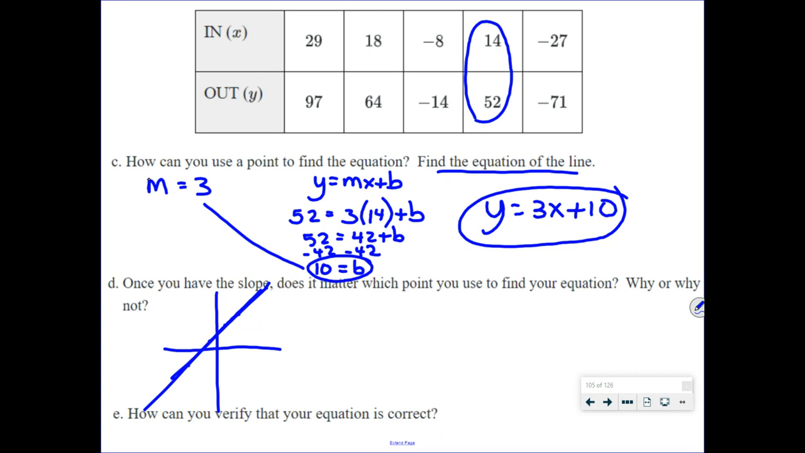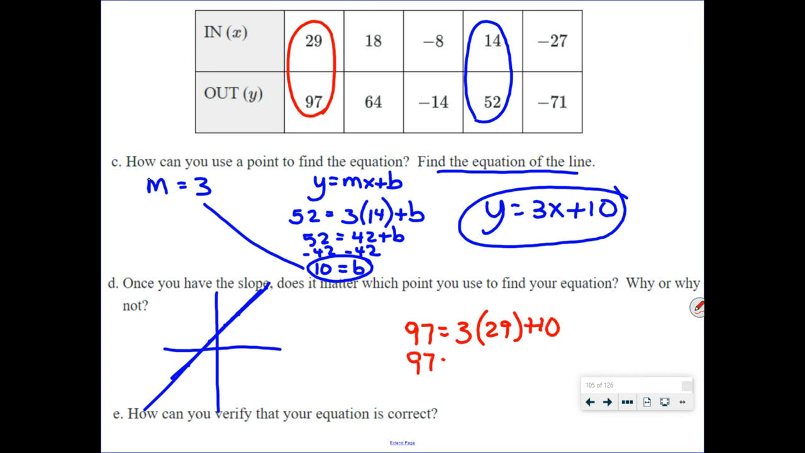So how can you verify that your equation is correct? Well, I can verify that my equation is correct by plugging in some points and trying it out. So let's try another point. Let's do something a little bit more interesting. I'm going to have to borrow a calculator here because I don't think I can do this in my head. So let's try it out. I plug in my values for the point. So I know 97 equals 3 times 29 plus 10. And if I'm correct, this should get me the exact same answer.